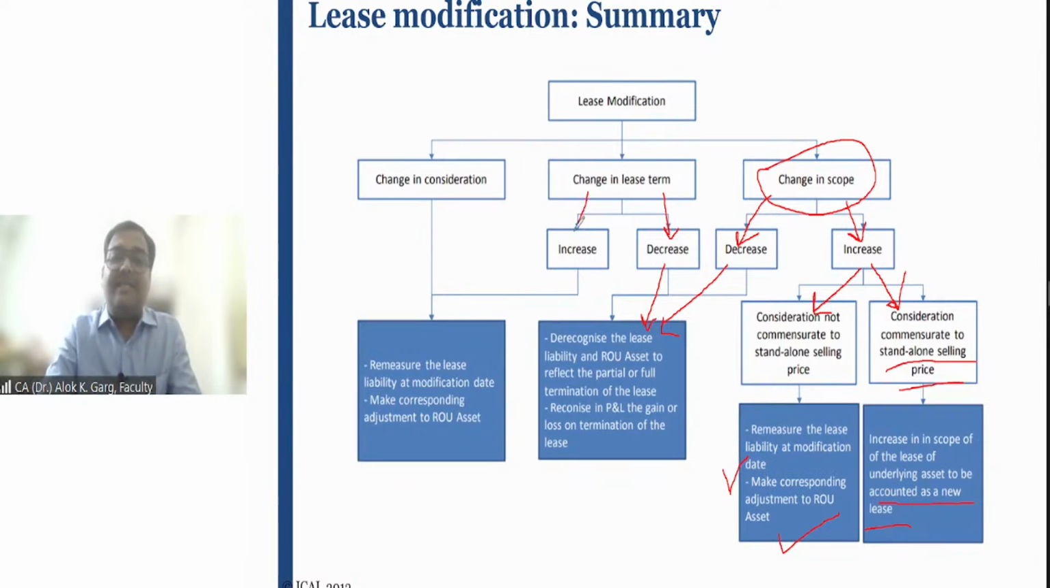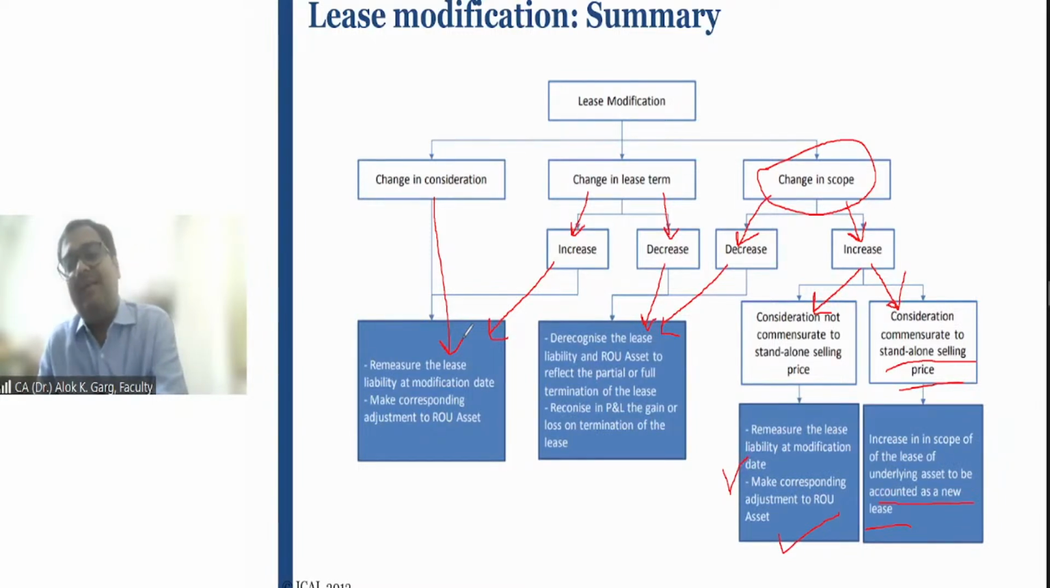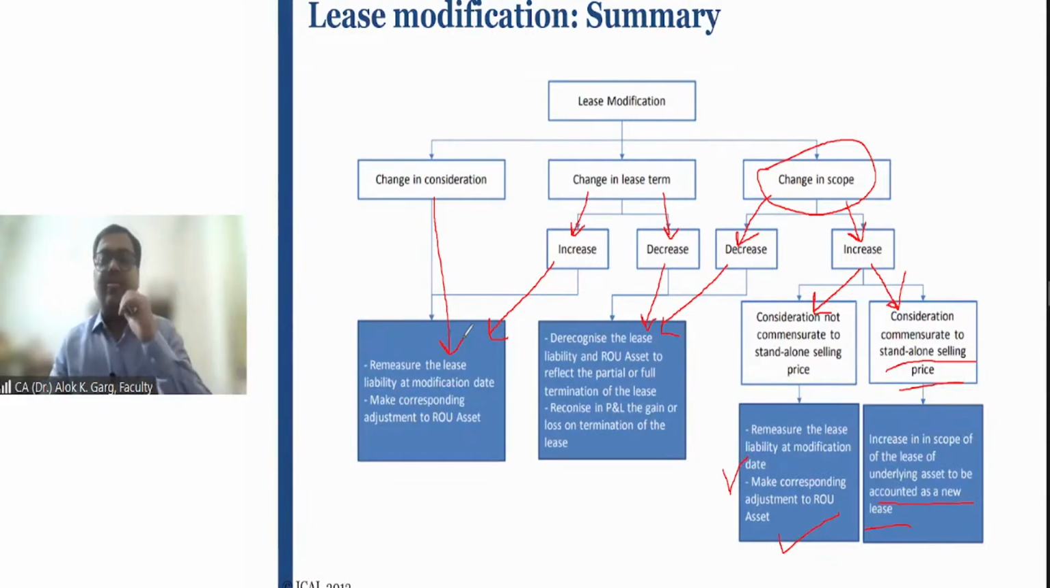Sir, if there is an increase in the lease term, then what happens? Then you need to remeasure the lease liability on the modification date, and whatever change is there, you have to do the adjustment in the ROU asset. Sir, if there is no change in scope, but only a change in consideration, either increasing or decreasing, in that case you have to remeasure the lease liability, and whatever change is there, you have to take that change to the ROU asset, right? This is the accounting that needs to happen.